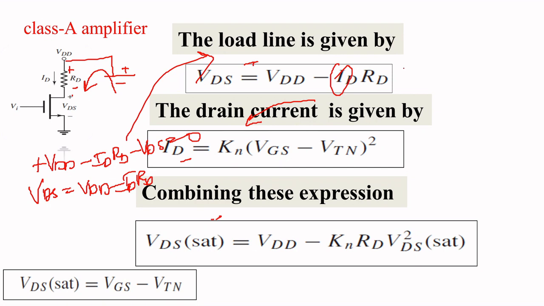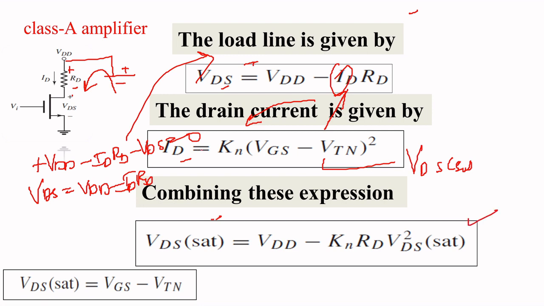I'm taking this equation in terms of the minimum point, that is VDS saturation. VDS I'm customizing as VDS saturation to find the minimum point. VDD minus, what is your ID? ID is Kn (VGS minus VTN) squared. What is VGS minus VTN? That is nothing but your VDS saturation. So when you apply it here, you will get V squared DS saturation.